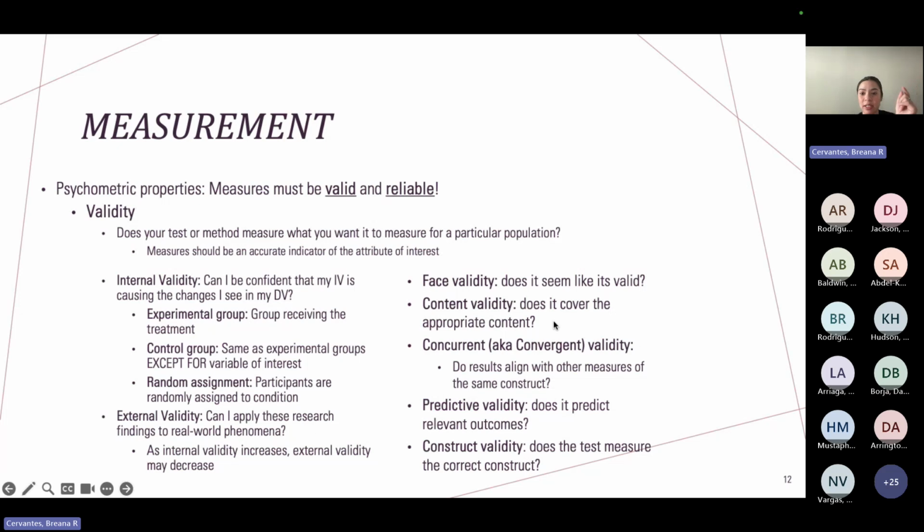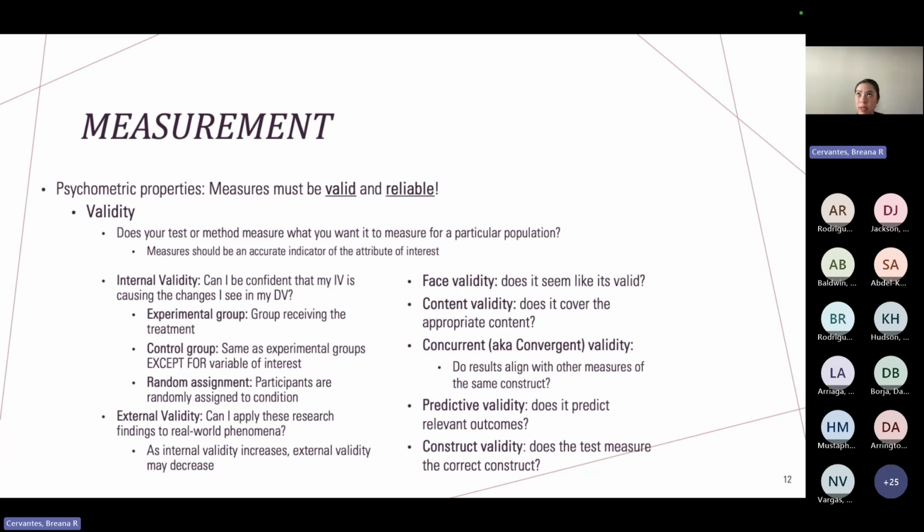Content validity is, does it cover the appropriate content? So is my measure too narrow, or is it capturing enough of what I'm interested in? Convergent validity, or concurrent, is, do results align with other measures of the same construct?